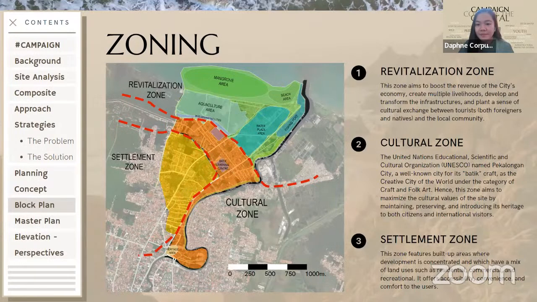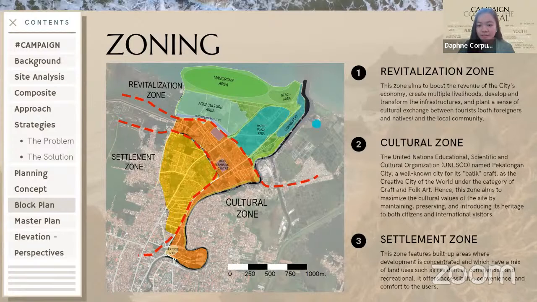To further explain the management zoning, this illustration shows you our proposed space programming. Under the revitalization zone, it features the mangrove area, the beach area, aquaculture area, water plaza area, and the fishing port. It mainly boosts the city's revenue, provides jobs, transforms the current infrastructure by keeping to the trend, and strengthens the relationship between the citizens and foreign visitors, all while aiming to preserve and conserve the area by our employed management staff.